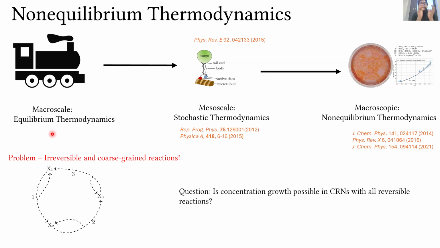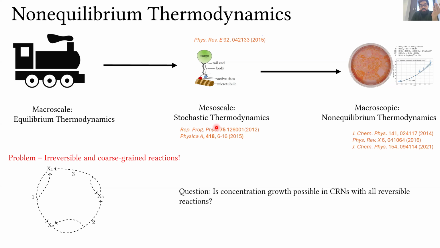Of course, going beyond this assumption of equilibrium is quite hard. But over the last 30, 40 years, there has been a lot of progress in stochastic thermodynamics, which is at what is called the mesoscopic level, where fluctuations play a great role. There has been a lot of progress. I will not refer to this, but you can look up the literature if you're interested.